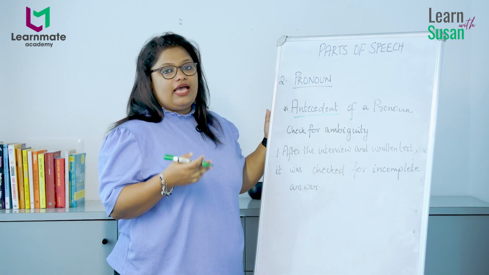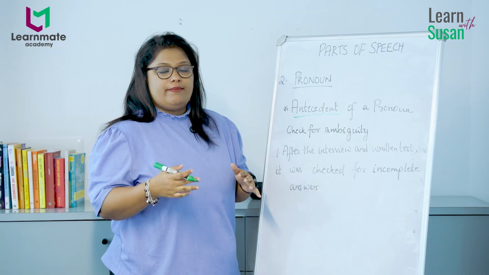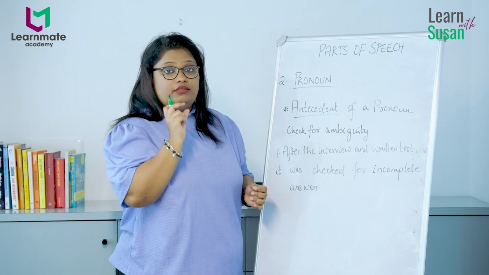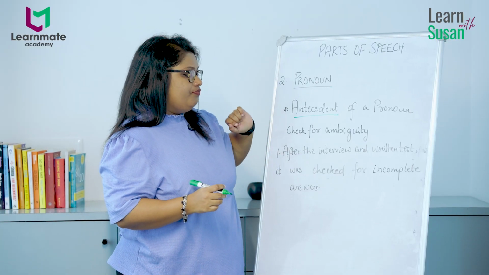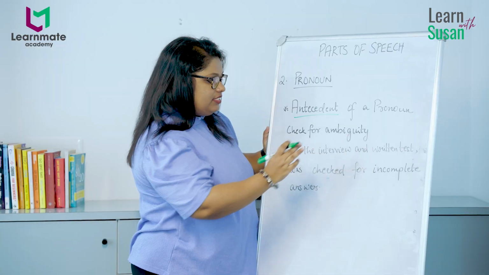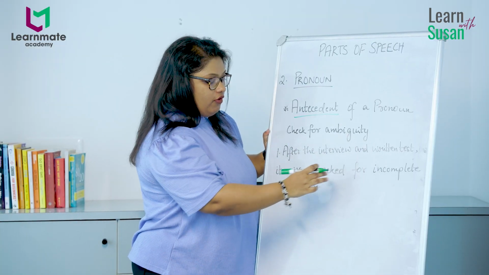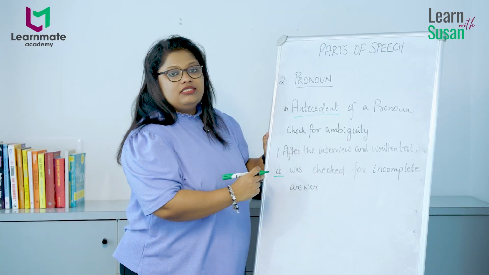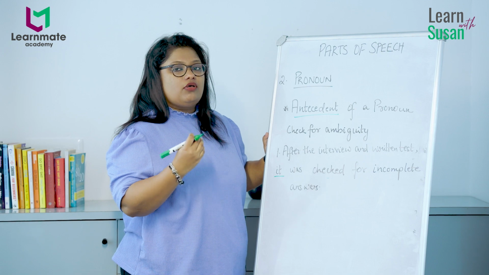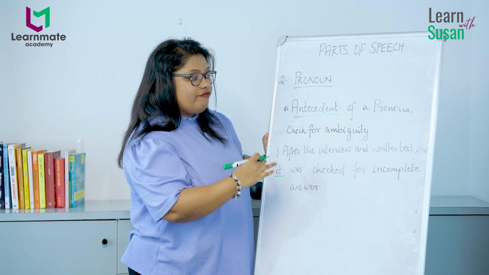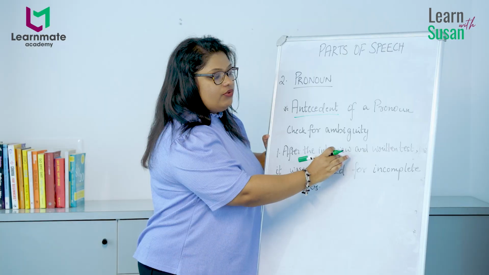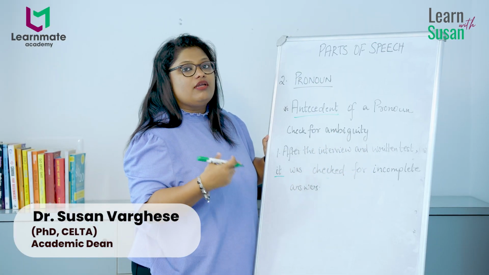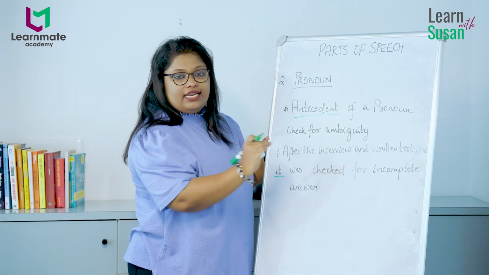Now, when we study antecedents of a pronoun, always remember that there would be some instances where you'll be confused in using the right pronouns. For example, here, after the interview and written test, it was checked for incomplete answers. So here, initially, it is used as a pronoun, which gives an unclear understanding because I have talked about two things, interview and written test. So when I use it, it gives me a confused understanding about the entire sentence.